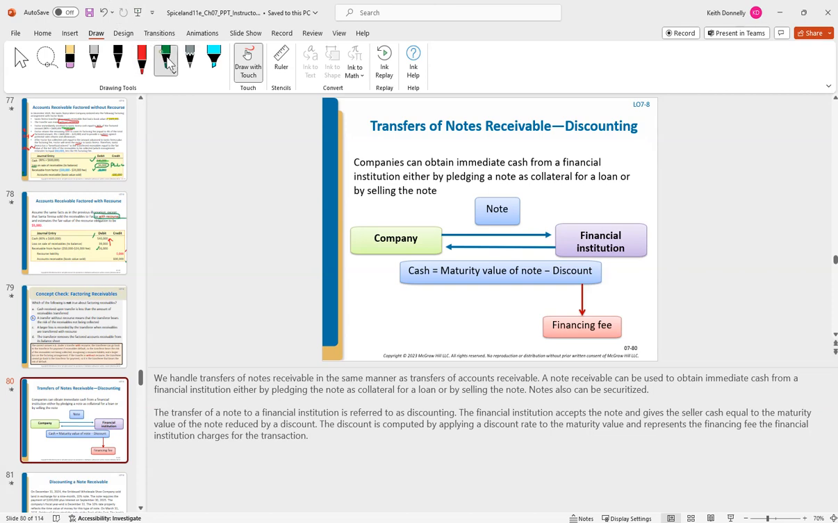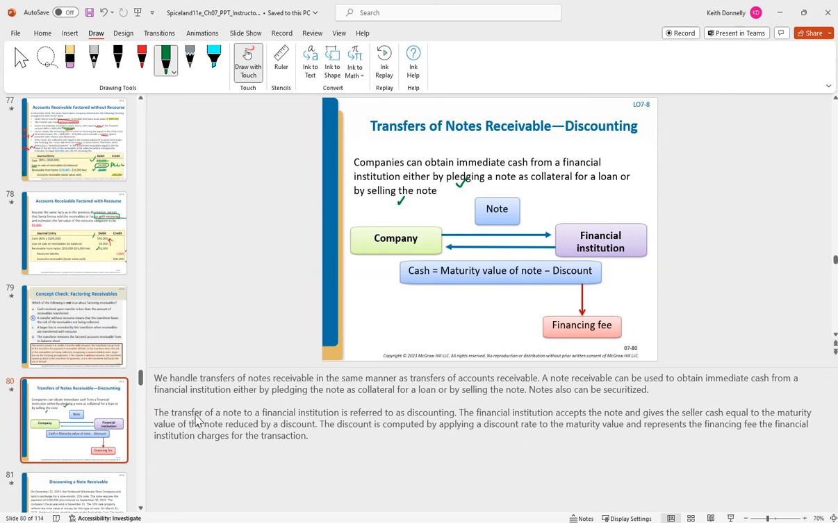Well, they say sometimes companies can obtain immediate cash from a financial institution, one, by pledging it as collateral, we talked about it, or two, by selling the note. And then they say, we handle the transfer of note receivable in the same manner as the transfer of accounts receivable. So we talked about selling accounts receivable. You can potentially sell a note receivable. A note receivable can be used to obtain immediate cash by pledging it or selling it. You can also securitize it.